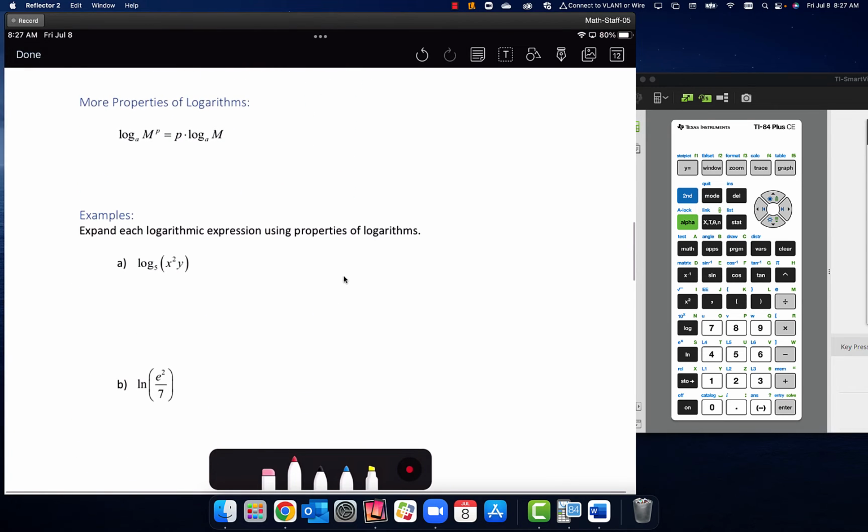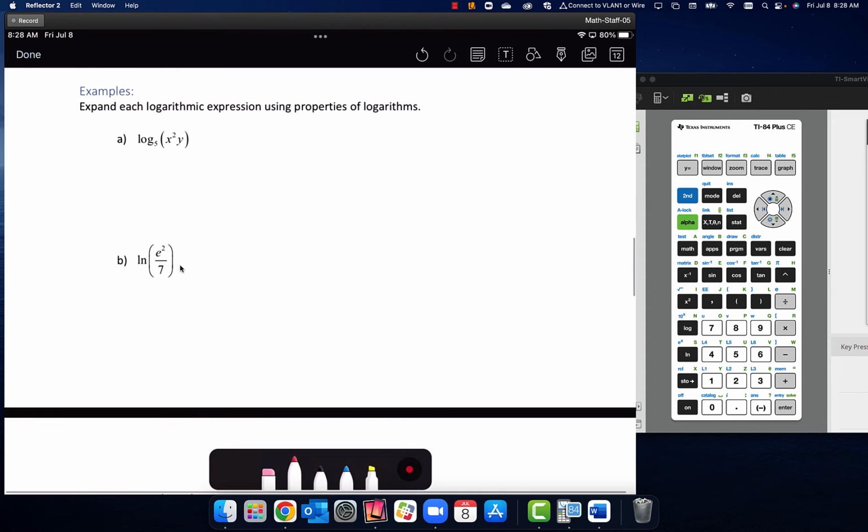One other property that we'll be looking at is the power. Notice here we have log base a of m raised to the p. If we want to remove that exponent off of the argument, we can just drop it down into the front of the log and it becomes a factor: p times the log. So let's combine the product, quotient, and power rule all at once and expand these logarithms.